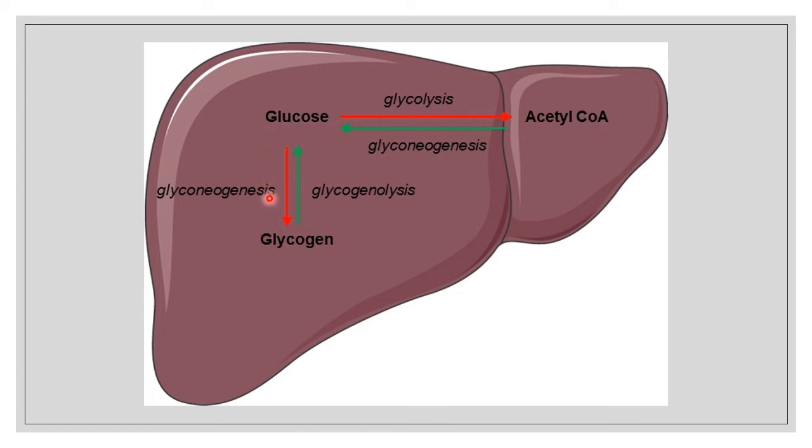So these two here, these are anabolic processes. The glycogenesis and the glycolysis are anabolic processes that are being inhibited by glucagon.